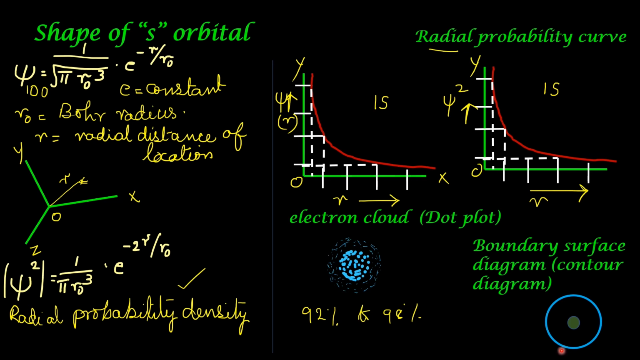Such a line does not exist in the atom. You have to imagine it in the form of a ball, that is a sphere. The surface of the sphere looks like a circle in two-dimensional picture. There is 92 to 98% probability of finding the electron within the surface. I hope it is clear.